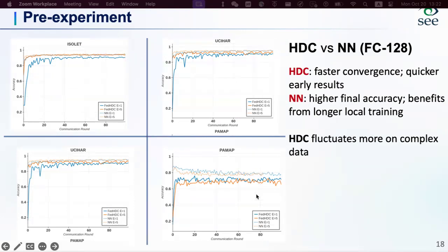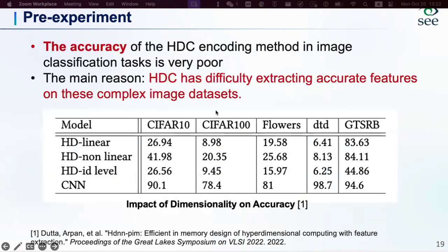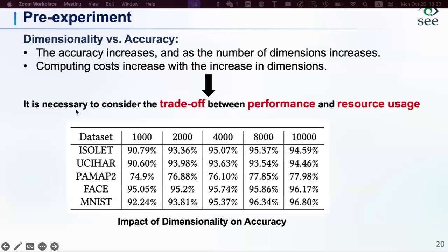This is even more evident for the more challenging datasets. We have found that HDC is not very stable. This indicates that when faced with a more complex dataset, HDC has difficulty extracting stable and effective features. Some previous work also summarizes the accuracy of various current HDC methods on image classification tasks. The results show that the current HDC methods can't perform very well on image datasets. The main reason is that HDC can't extract useful features. So we considered how to address it.